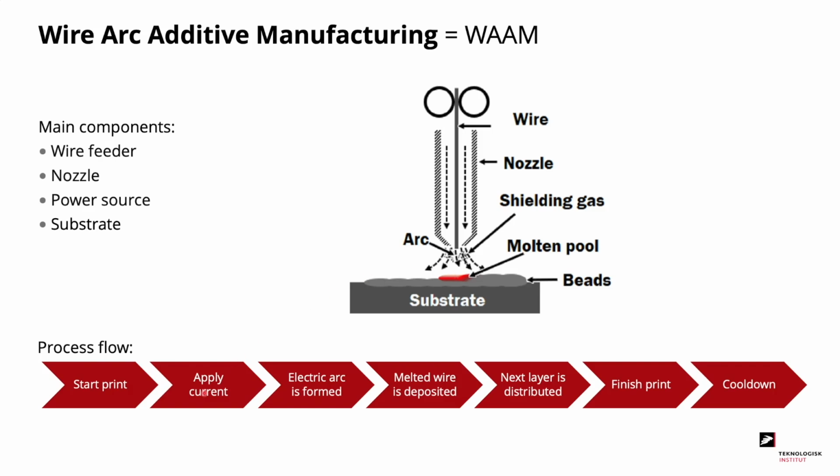The process flow for the WAM technology is very similar to the LENS and the EBAM technologies. We start with having a print, after which we are applying our current to the nozzle and substrate, with them forming an electric arc between the two, after which we can melt our wire as we are depositing it. The next layer is then distributed, and we continue to do so until we have our finished print, after which we will have to allow for cool down of the finished part.